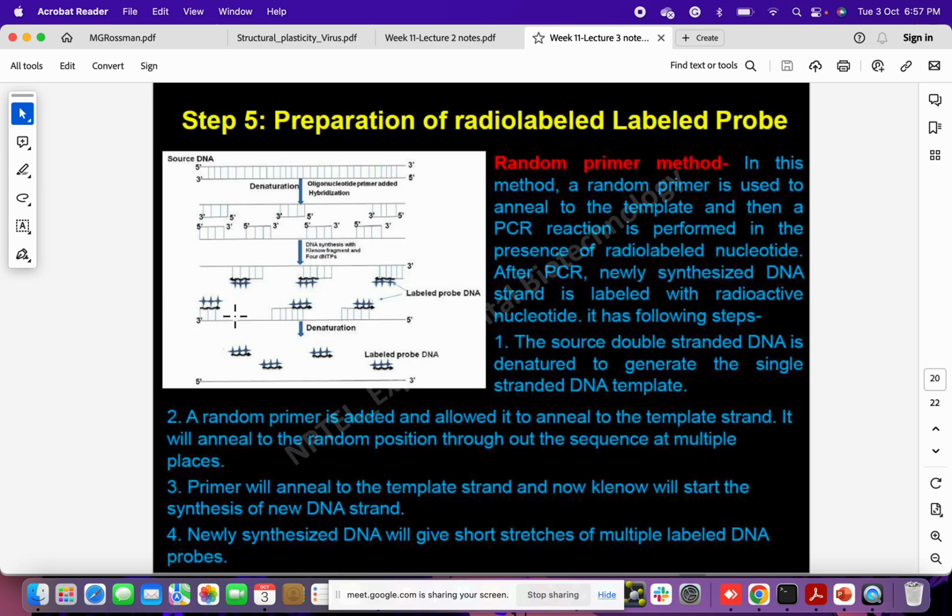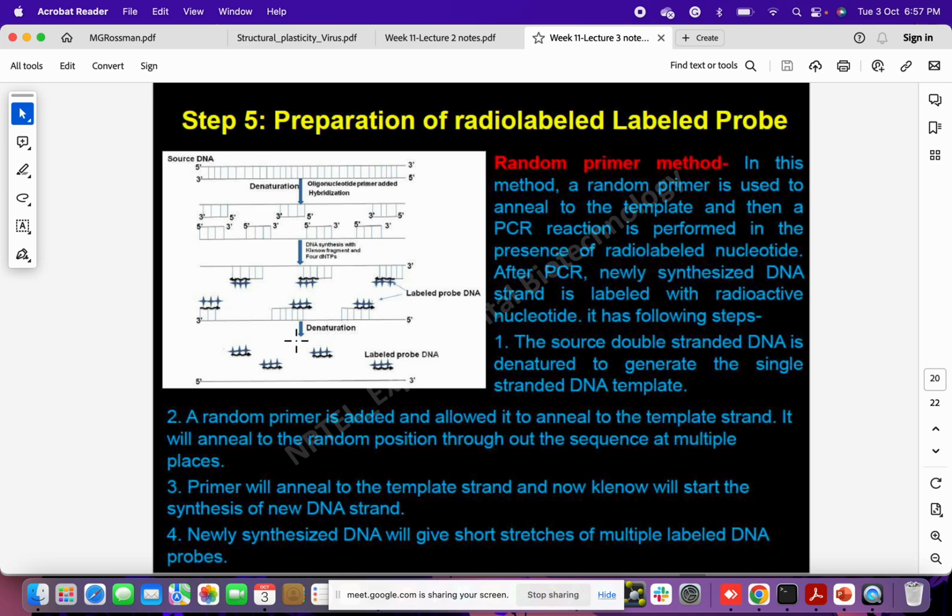In this method, a random primer is used to anneal to the template, and then a PCR reaction is performed in the presence of radio labeled nucleotide. After PCR, the newly synthesized DNA strand is labeled with radioactive nucleotide. It has the following steps. The source double stranded DNA is denatured to generate the single stranded DNA template.